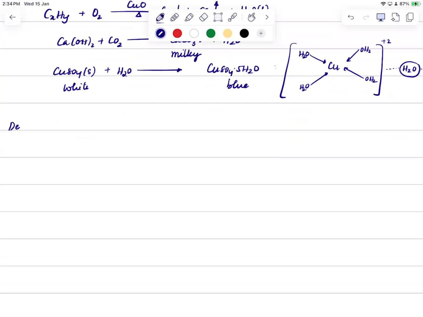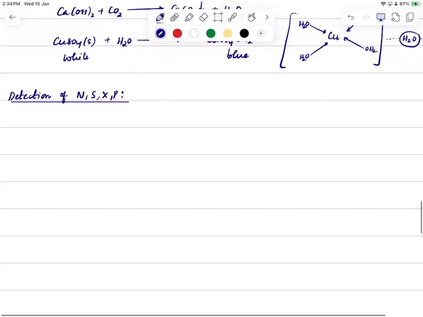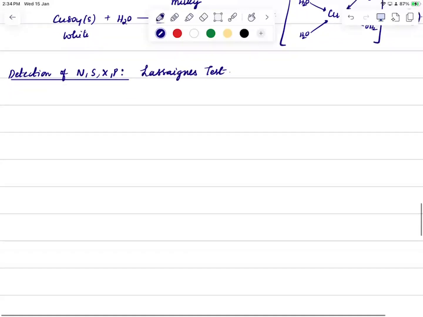Next is detection of nitrogen, sulfur, halogens, and phosphorus. Okay, if you are trying to detect these, it is called Lassaigne's test. Correct. First, what we do, we convert into something called a sodium fusion extract. So we are trying to heat it in a fusion glass, which will completely get melted, when you heat it strongly, along with adding a lot of sodium.